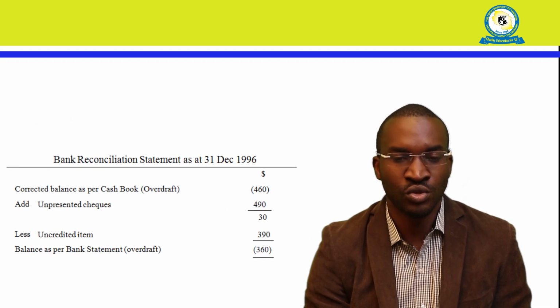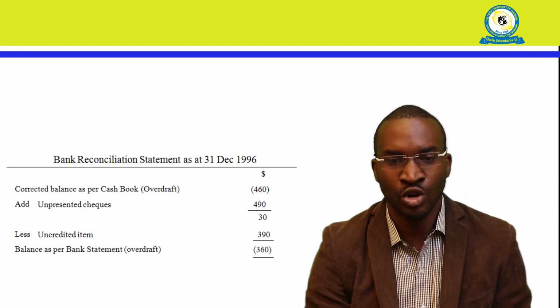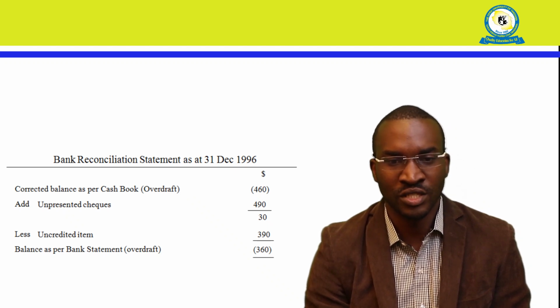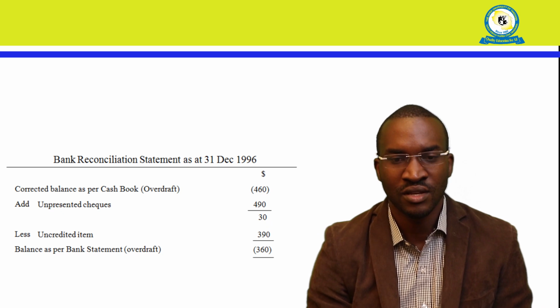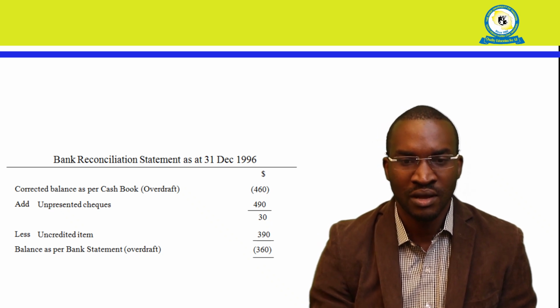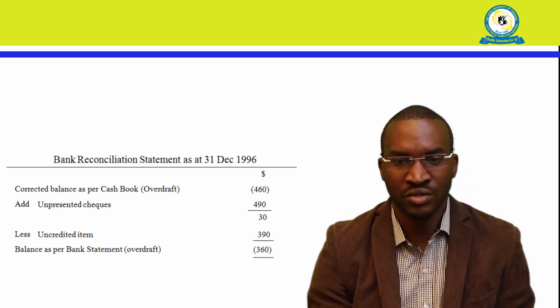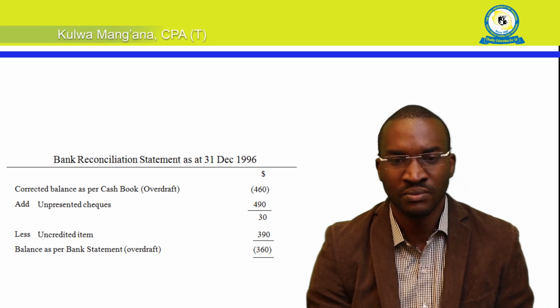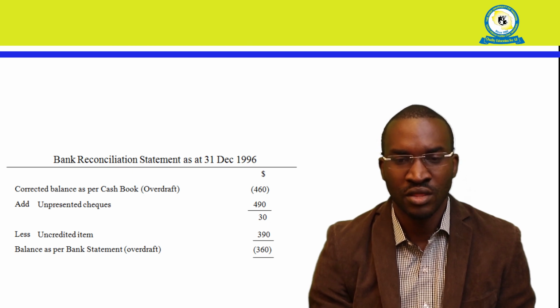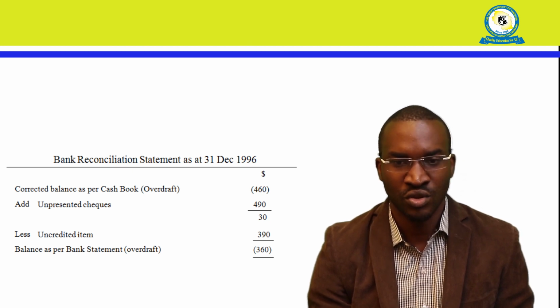So you will go on with the same normal process. You add unpresented checks, you less uncredited items, then you have the balance per bank statement. You see the balance per bank statement, an overdraft of 360. This resembles the same balance as the given bank statement that you had from your bank.